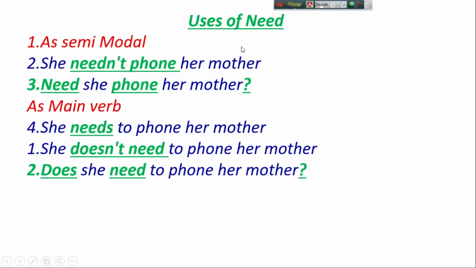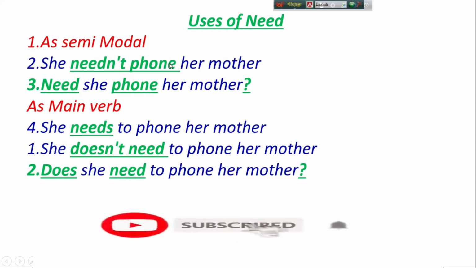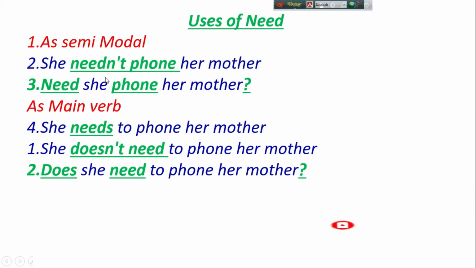Use of need. Need is used as a semi-modal verb. For example, she didn't phone her mother. Here, she need not phone her mother. Here, need is the modal or semi-modal auxiliary verb. It helps the main verb phone. Need she phone her mother is the interrogative sentence, and to make it interrogative, the modal auxiliary verb need helps the main verb phone. Need here is a semi-modal auxiliary verb.